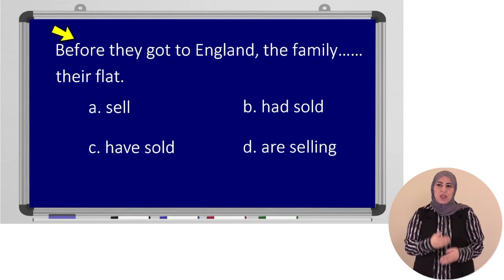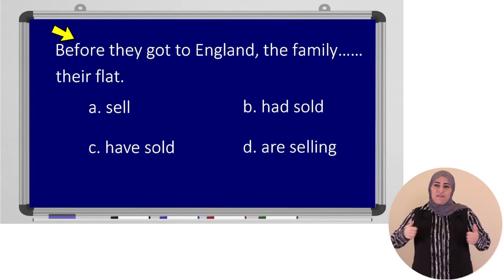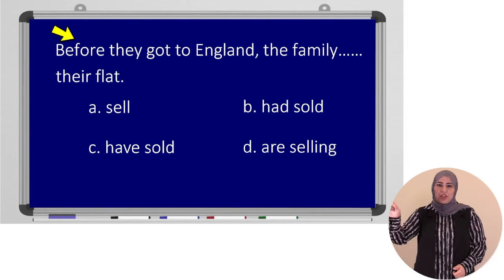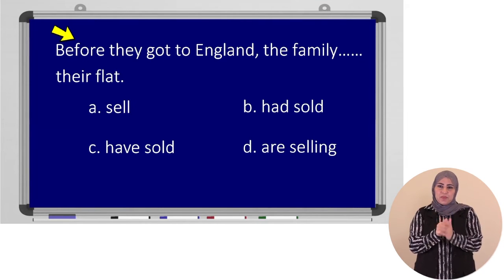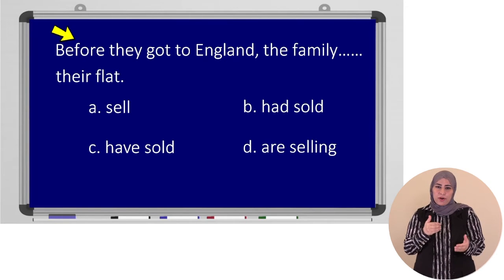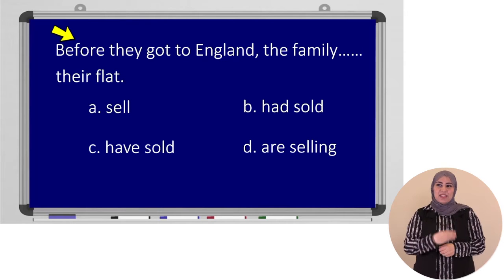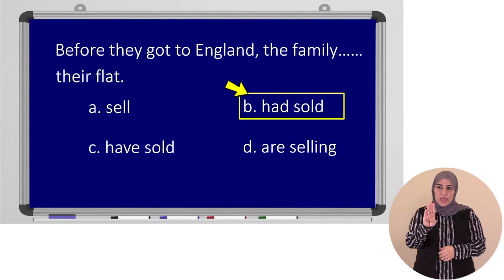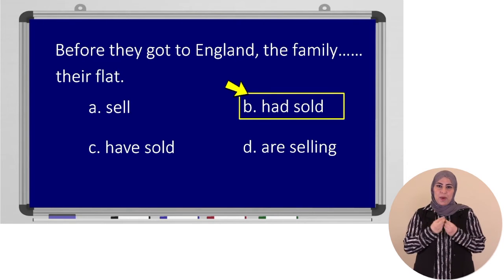Let's look at another example here on the screen together. Before they got to England, the family, their flat. Now remember, if we have two verbs in the same sentence, one of them will always be in the past tense and the other one will be in the past perfect. So this is a tip for you. Like it's a key point. So look at the sentence. Before they got here is in the past. So obviously the second part of the sentence would be in the past perfect. So the answer would be had sold. Before they got to England, the family had sold their flat.